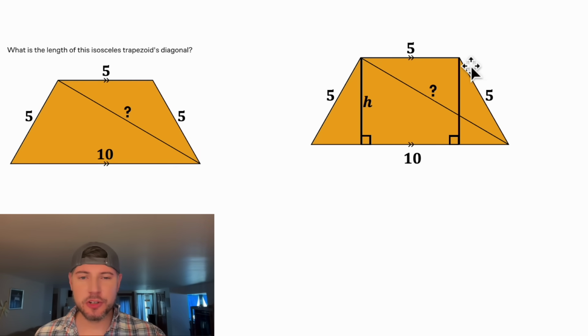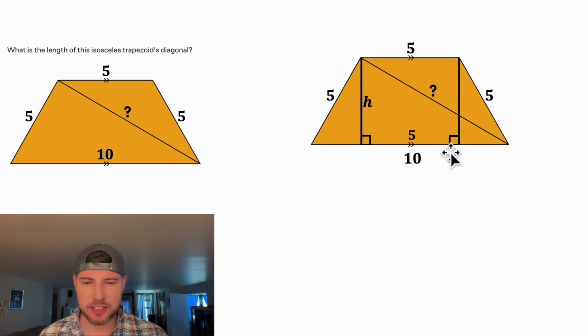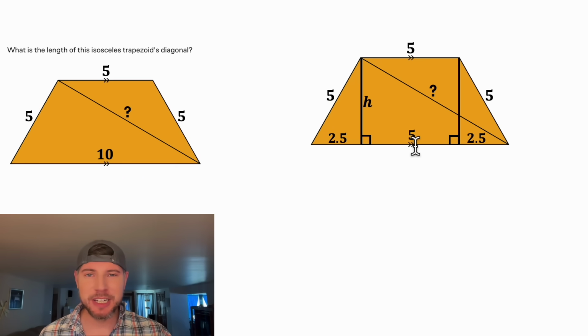So now we have just created a rectangle. The top of the rectangle is equal to 5. This base will also equal 5. And then due to the symmetry of an isosceles trapezoid, the base of this triangle will be congruent to the base of this triangle. Since the whole base is 10 and this took up 5, that leaves 2.5 for each of these. And now that we have the 2.5, the 5, and the 2.5, we no longer need the 10 label. So now we have everything we need to solve for h.